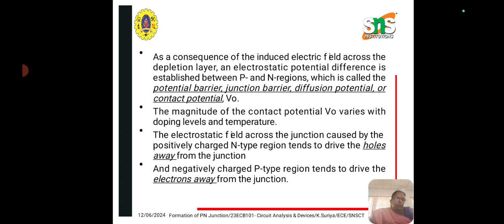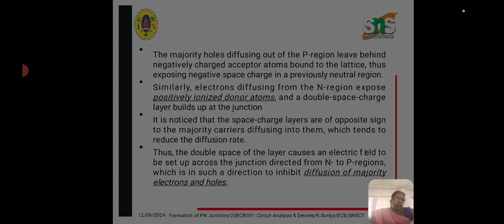Because of this induced electric field, an electrostatic potential difference is established between the P and N regions. Because of this, we have a barrier which is known as the potential barrier, junction barrier, diffusion potential, or the contact potential. The magnitude of the contact potential varies with the doping levels and the temperature. The electrostatic field across the junction caused by the positively charged n-type region tends to drive the holes away from the junction, and the negatively charged p-type region tends to drive the electrons away from the junction.